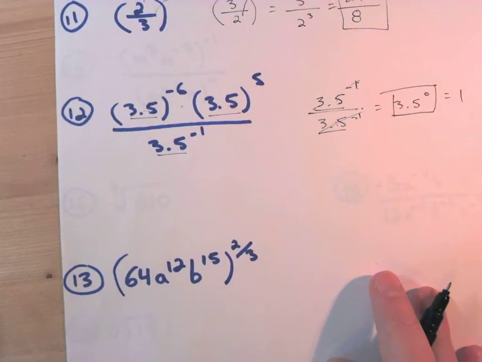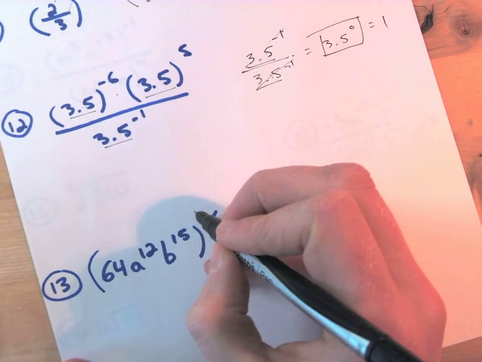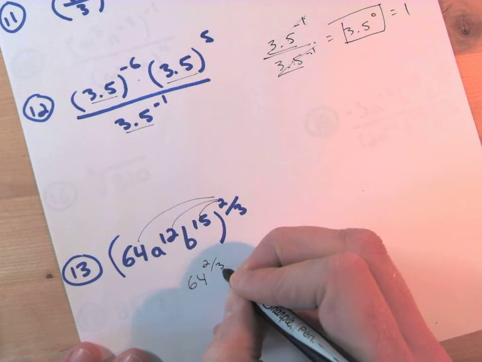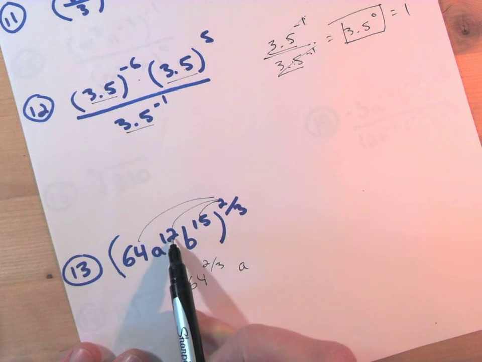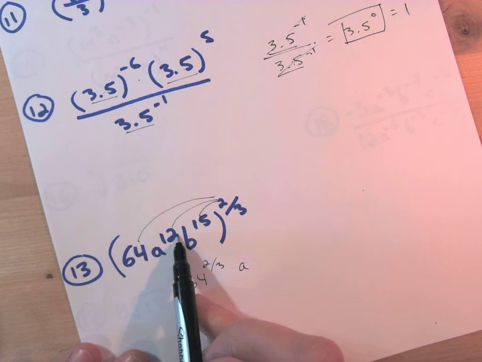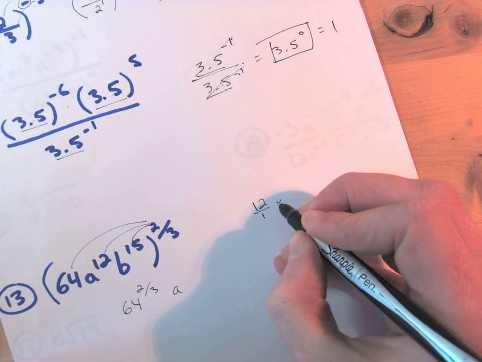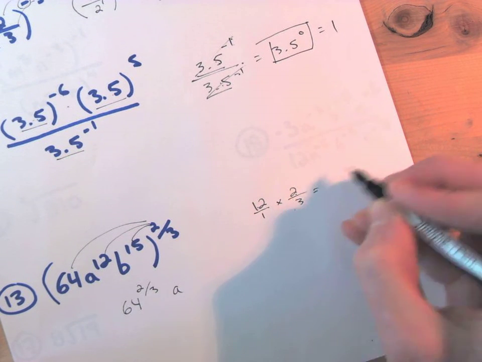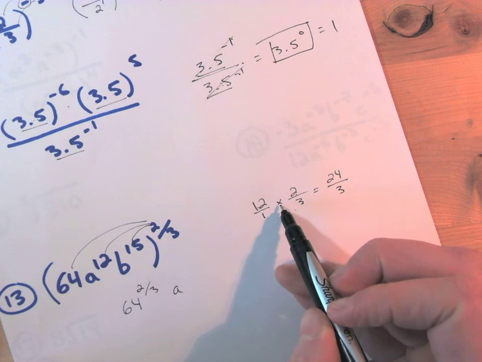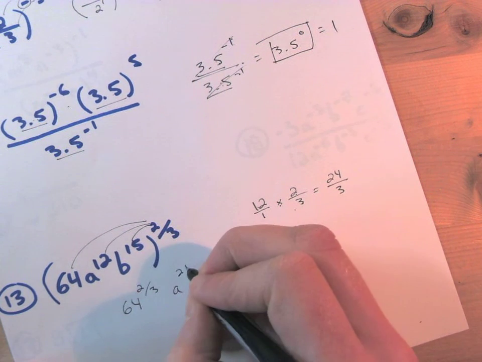All right, number 13, we have (64, a^12, b^15) to the power 2/3. So the first step I'm going to do is distribute this 2/3 to each one. So 64 to the 2/3, and we have a. We have to know what to do here. When you're distributing a 2/3 to an exponent, exponent to an exponent is multiplication. So 12 times 2/3, it's kind of the same as 12 over 1 times 2 over 3. 12 times 2 is 24. 1 times 3 is 3. So when you're multiplying, not adding, that's the procedure you do. Okay. So this is going to be 24 over 3.